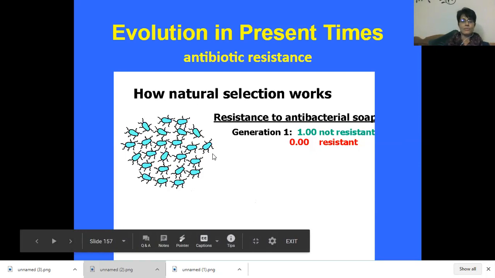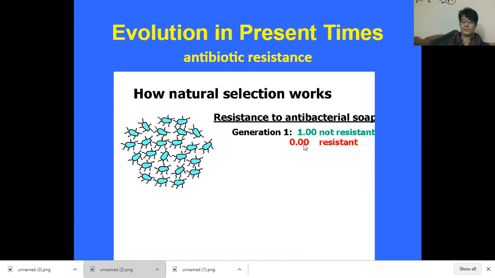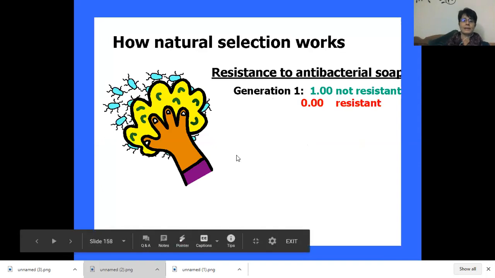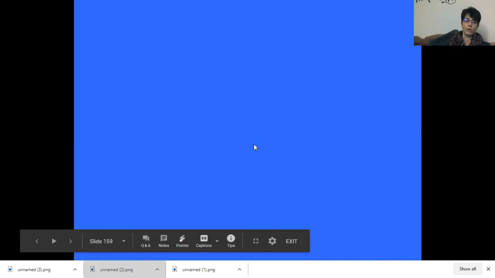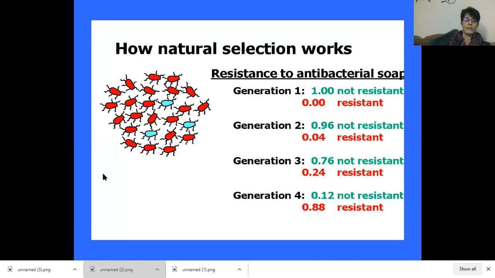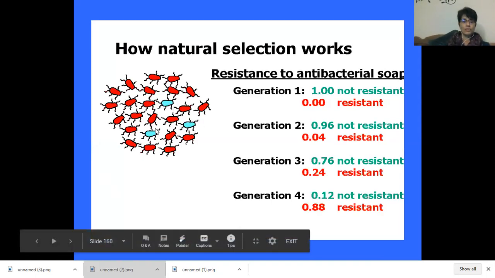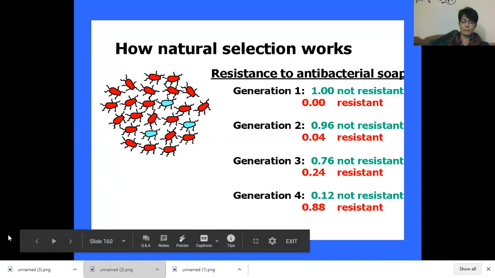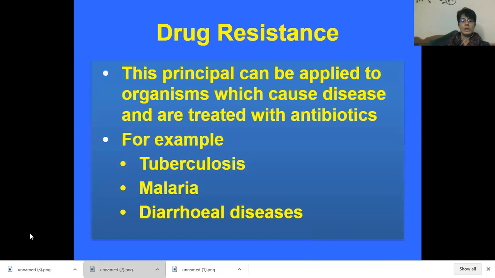So initially, in the original population, none of them were resistant. See there? None resistant. All right? But if we keep on using antibacterial soap, then perhaps over time, in generation 2, some of them become resistant because there's been a mutation. And then over time, that particular trait might be passed on to more individuals when they reproduce because they are not affected by the antibacterial soap, whereas the others are, because it might affect their cell walls or cell membranes, and then they break down.